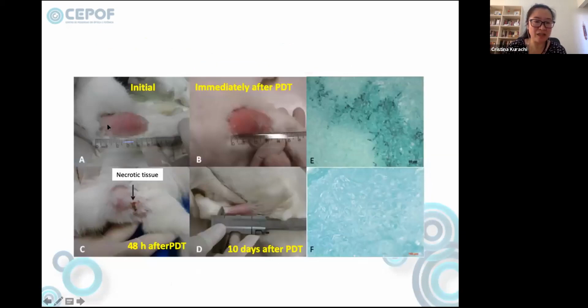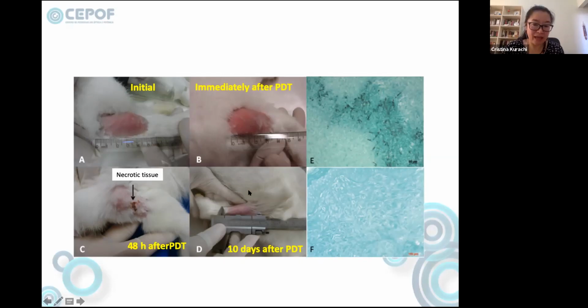The reason is that, as I mentioned, in the rabbit model we don't have that ulcerated lesion. We had more of a tumor-like lesion, with an increase in volume. We could see an inflammatory condition. This is the image taken just after the PDT irradiation, where we can already see edema and more inflammatory condition. This is 2 days after treatment, where we still had some necrotic tissue left. And this is the image after 10 days of treatment.